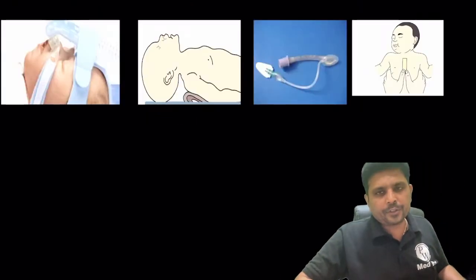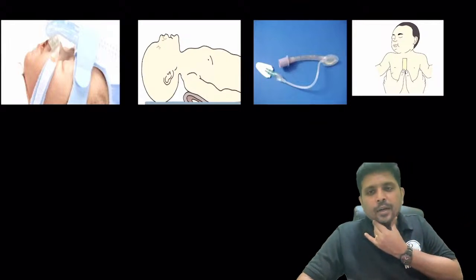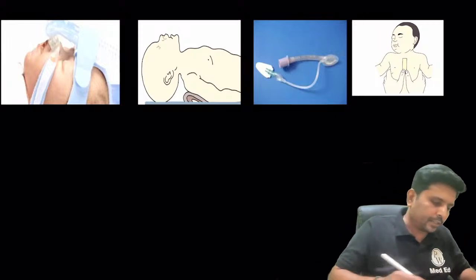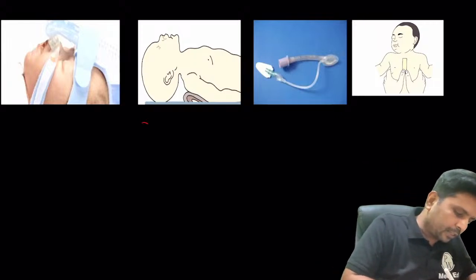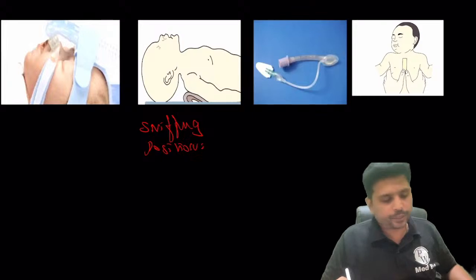Okay, what is this? Some of the things that you need to know with respect to neonatal resuscitation. This is called sniffing position. A roll of towel under the shoulder blade is called sniffing position.